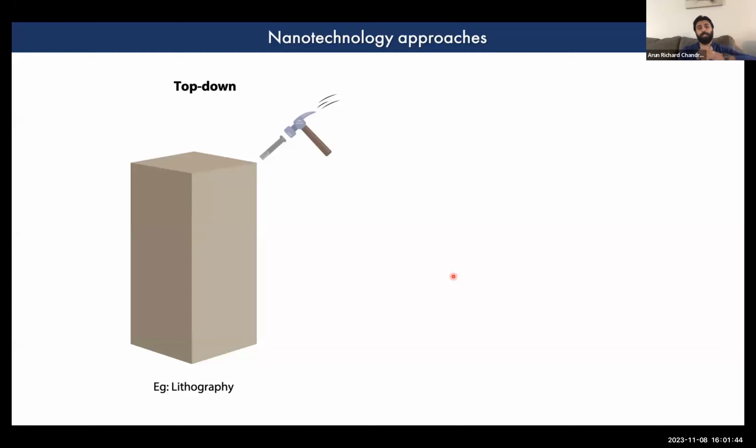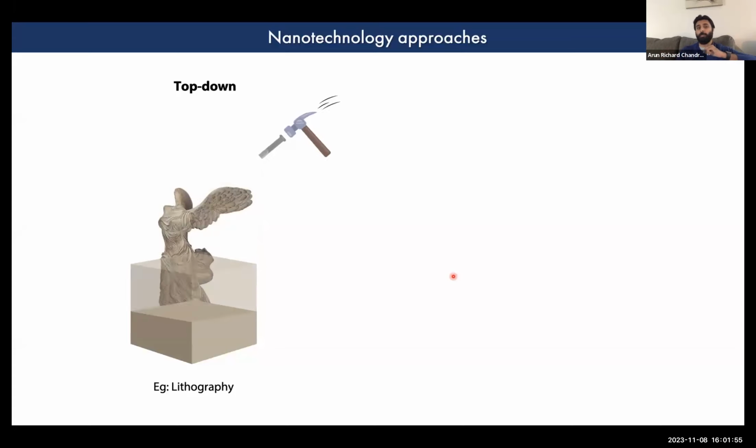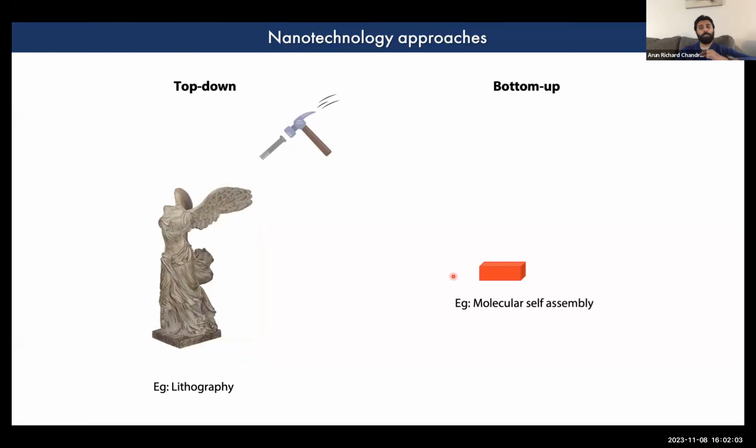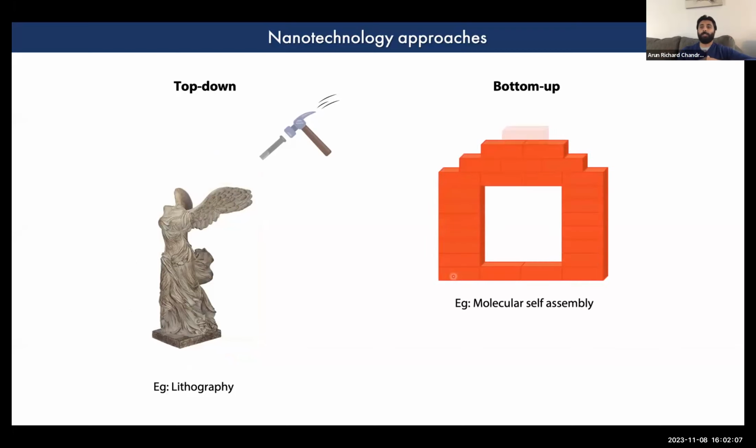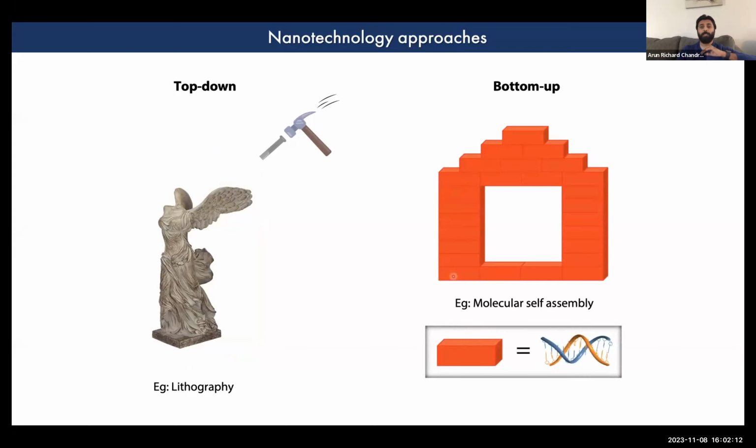So when we want to build things at the nanometer scale, there are two major approaches. The first approach is top-down, where you take a large chunk of a material and break it down to any shape or size you want, for example, like sculpting a statue. In the scientific realm, an example is lithography. The other approach is to take really small things, let's say atoms or molecules, and build it up to any shape or size you want. And in our case, the bricks that we use to construct are nucleic acids.